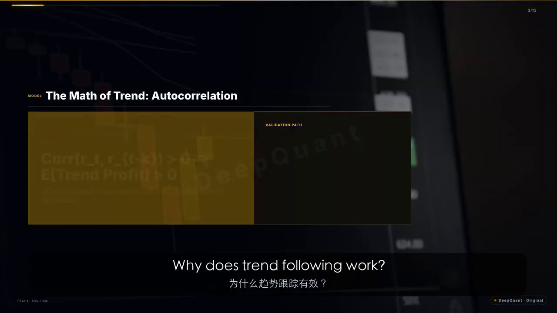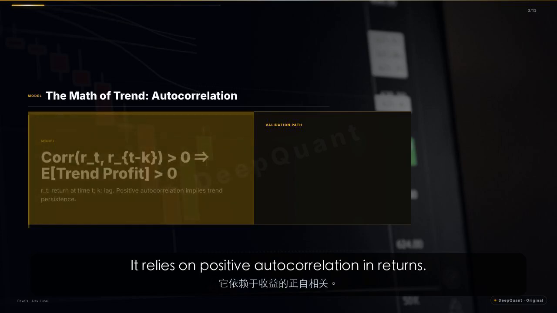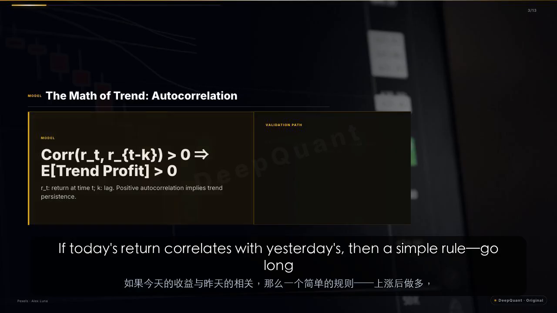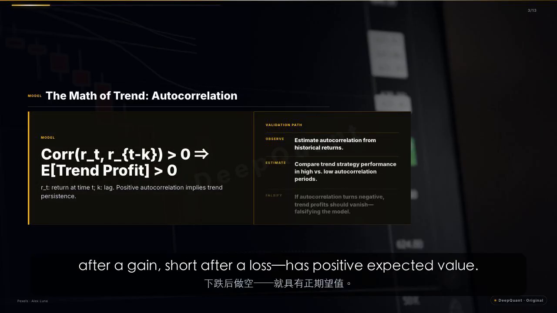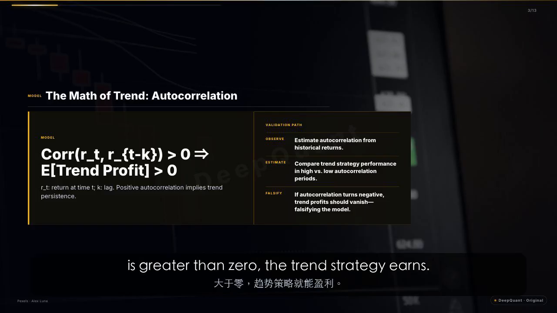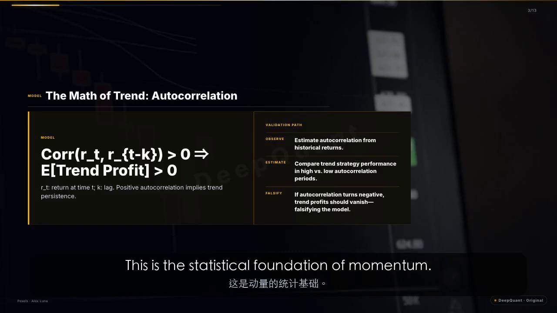Why does trend following work? It relies on positive autocorrelation in returns. If today's return correlates with yesterday's, then a simple rule, go long after a gain, short after a loss, has positive expected value. The formula says, if the correlation between returns at time t and t minus k is greater than 0, the trend strategy earns. This is the statistical foundation of momentum.